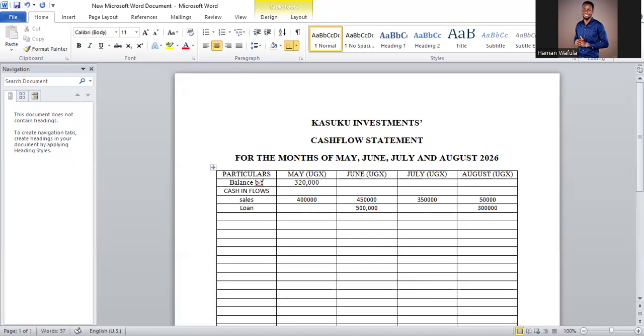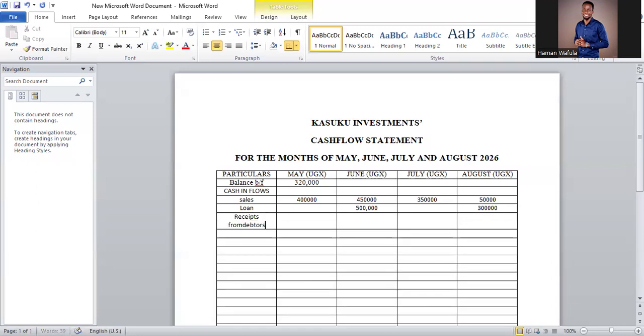Another inflow, receipts from debtors. So we have receipts from debtors: 100,000, 80,000, 30,000 respectively in June, July, and August. So 100,000 in June, 80,000 in July, and 30,000 in August.